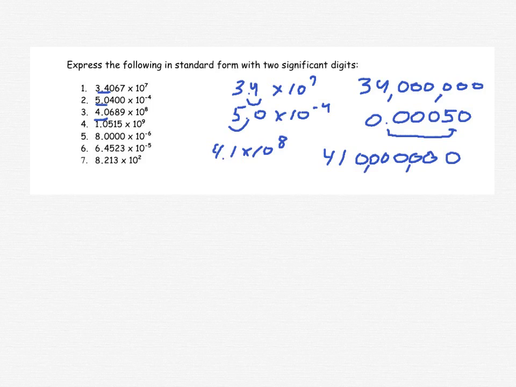1.05, 1, 5, 2 significant digits. So the 5 is going to round it up. You're going to have 1.1 by 10 to the 9 before you do any converting to regular form. So one place, we'll move it to 11, followed by 8 zeros. And if you want to, it's 1.1 billion.